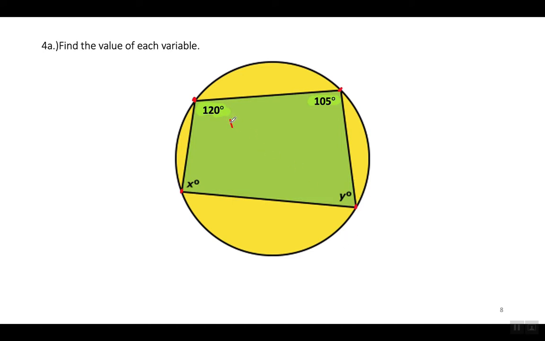All right, so these two angles got to be supplementary. So if this one's 120, that means this one has to be 60 degrees because they got to add up to 180. And then these two angles got to be supplementary. So if this one's 105, this one has to be 75 so that they could add up to 180.